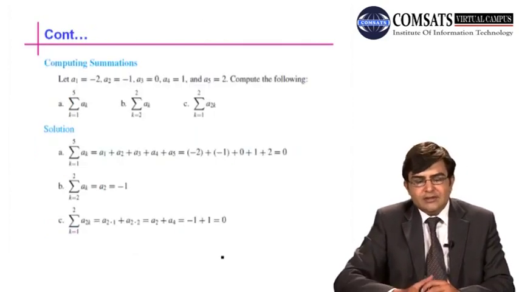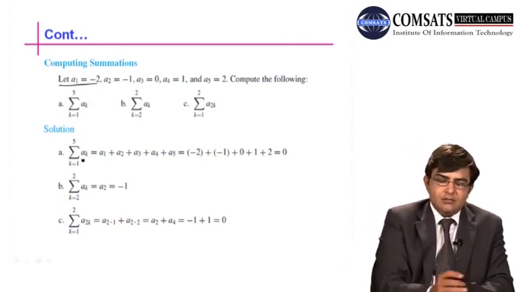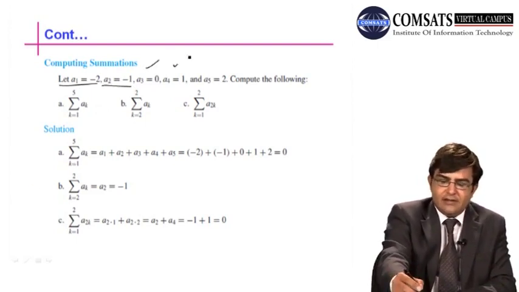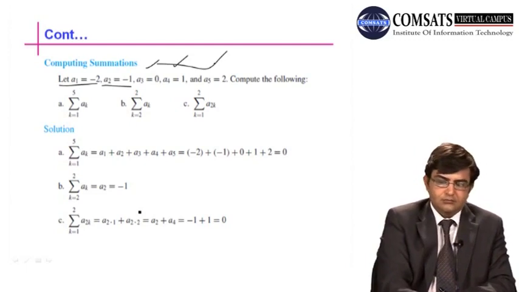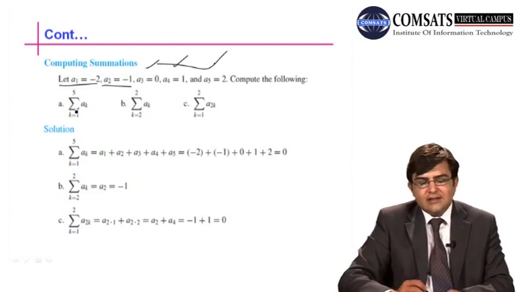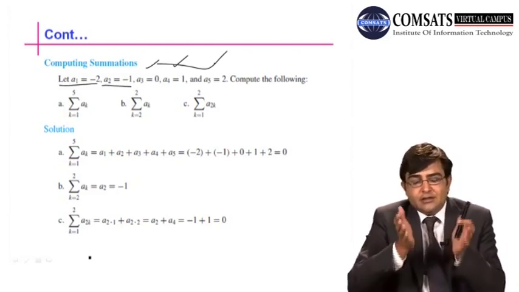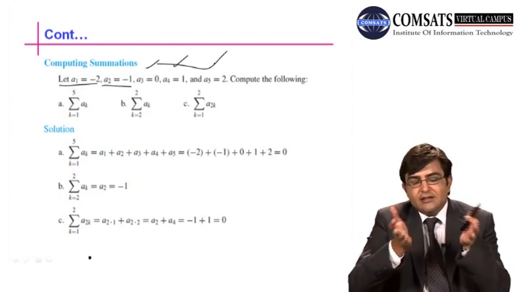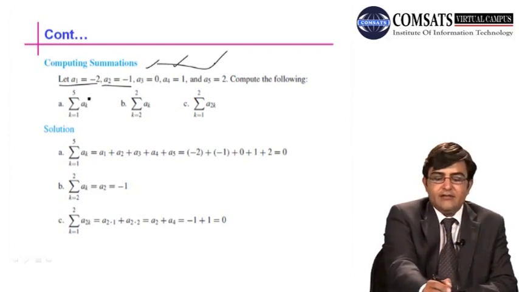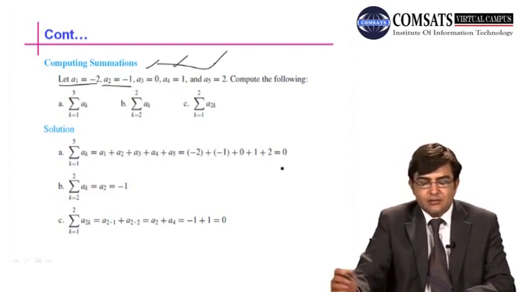Now, how to compute these summations? Let a1 equal -2, a2 equal -1, a3 equal 0, a4 equal 1, a5 equal 2. Compute the following. Now, in this exercise, they do not give us the general formula of ak, but they have given the terms explicitly here: what is a1, what is a2, what is a3, and so on.